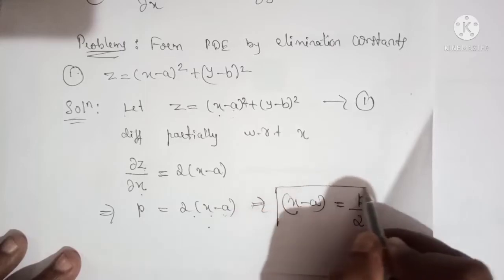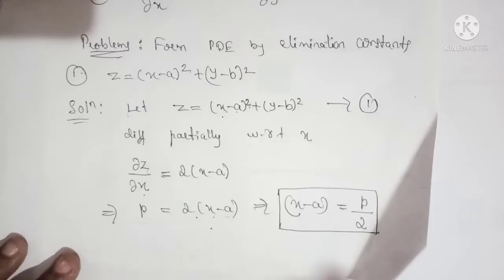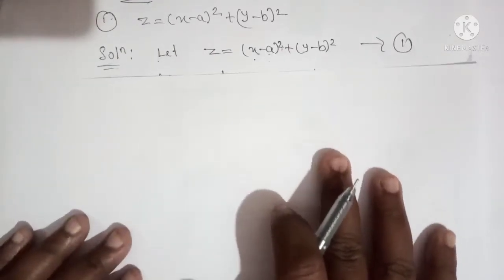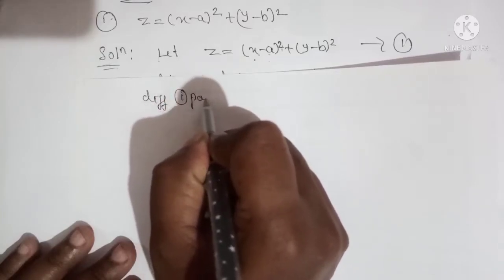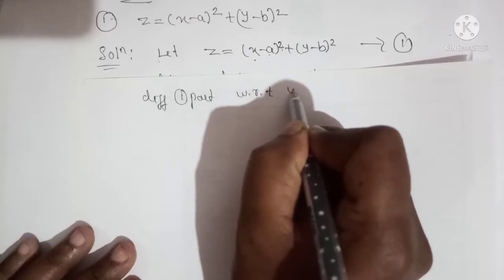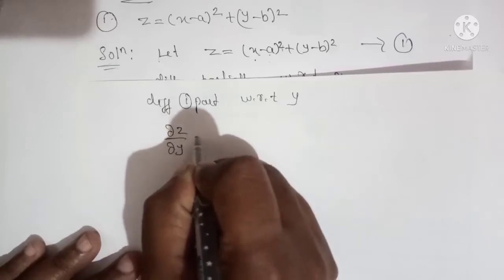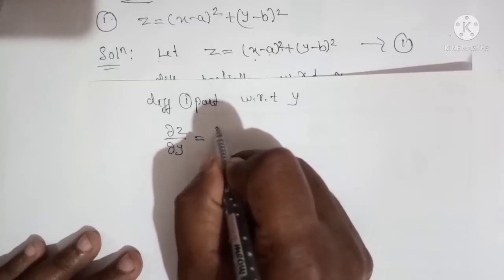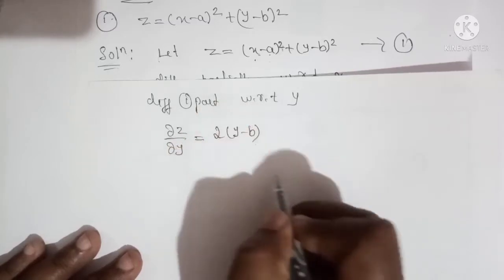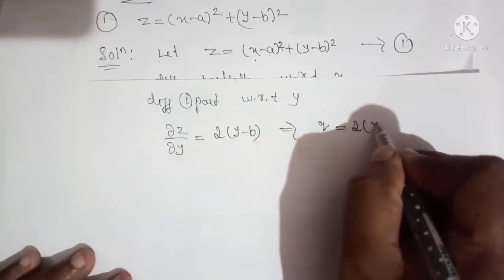So this value we substitute in the given equation. Similarly, now we differentiate partially with respect to y to get another constant value, that is, differentiating the given equation 1 partially with respect to y. Now differentiating partially with respect to y, we get dou z divided by dou y is equal to x minus a, which is constant. So y minus b whole square differentiation is 2 into y minus b, and y differentiation will be 1. Further it can be written as q is equal to 2 into y minus b.